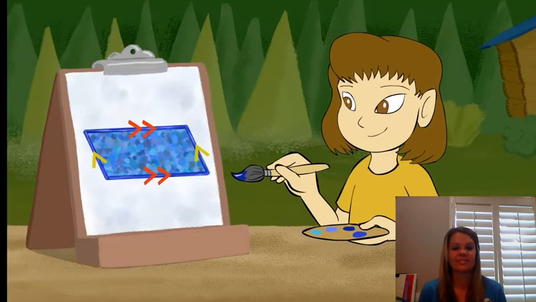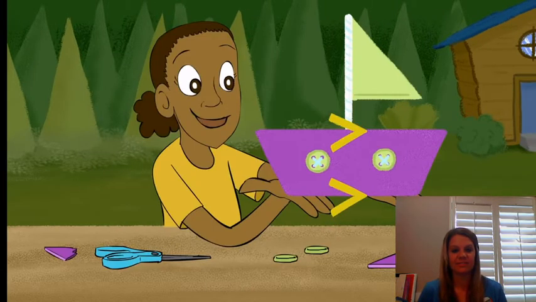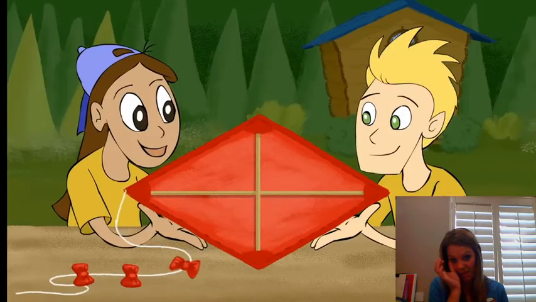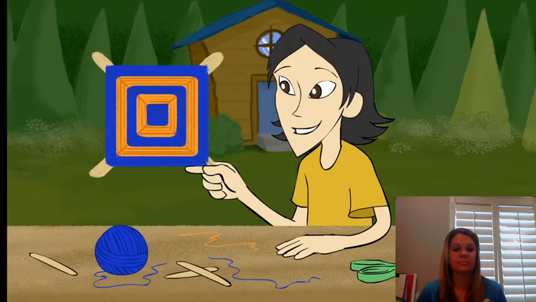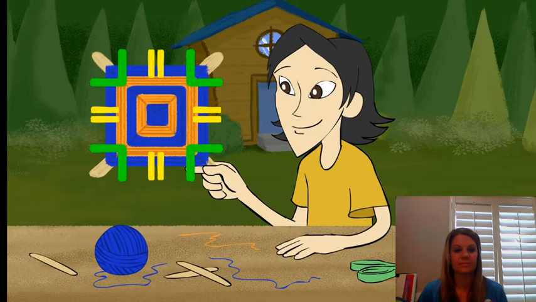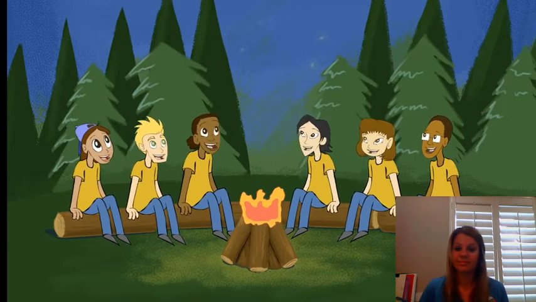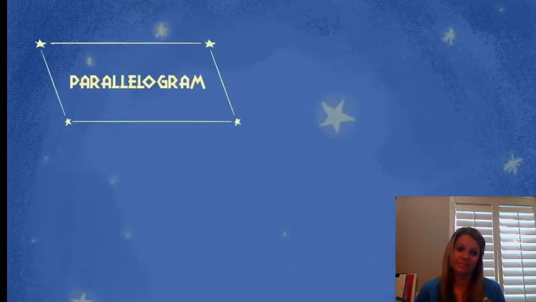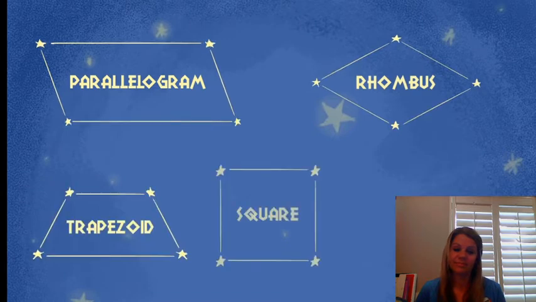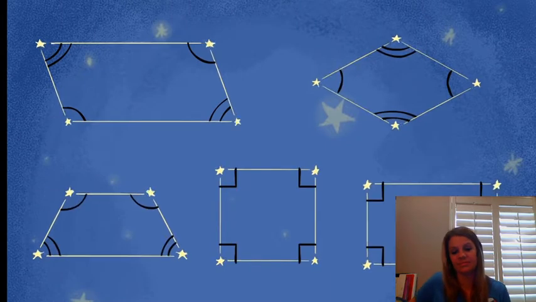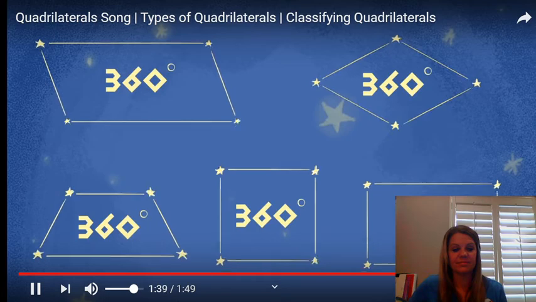Parallelograms have 2 sets of parallel lines. Trapezoids only have 1 set at a time. A rectangle has 4 right angles. A rhombus has 4 sides that are equal. Squares have 4 equal sides and 4 right angles. Quadrilaterals have 4 sides and 4 angles. Parallelograms, rhombuses, trapezoids, squares and rectangles. And if you add the angles inside each of these, there will be 360 degrees.